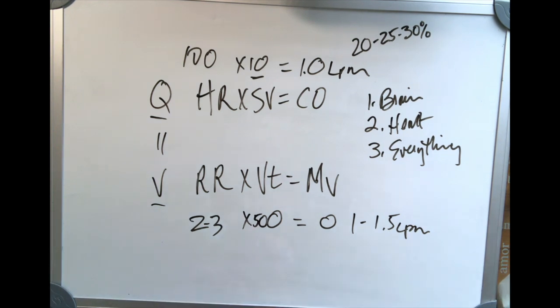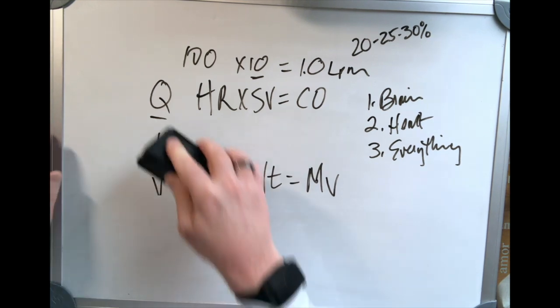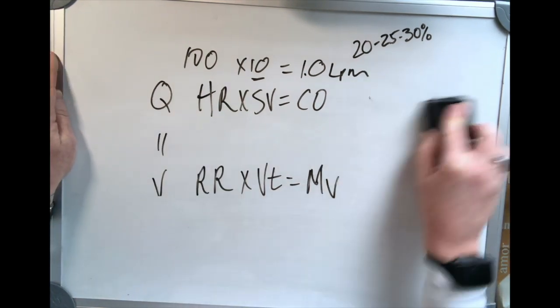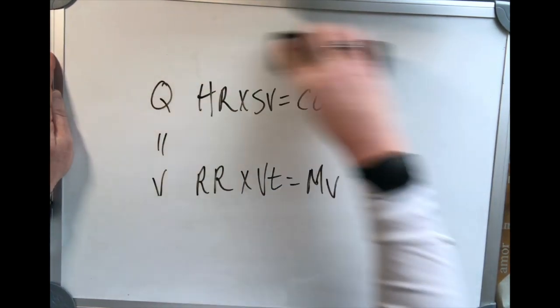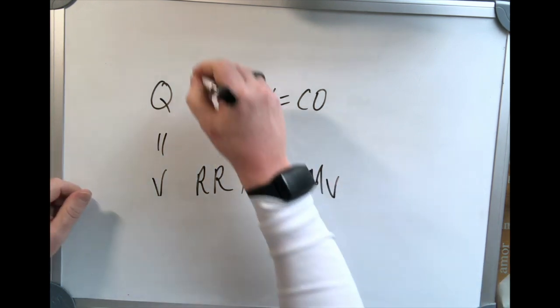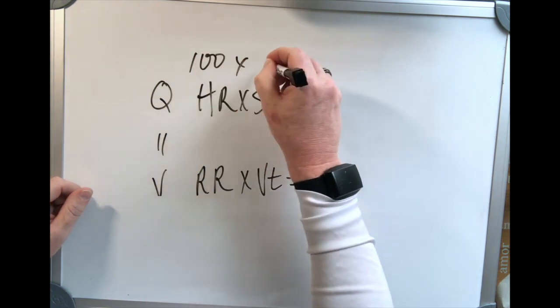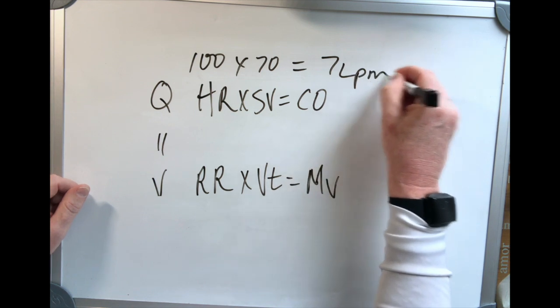Pediatric patients are a whole different ballgame. So anyways, let's go over a couple of different VQ mismatches that you may see. I just really want to reinforce this ventilation concept before we move any further. So if I have a patient that comes in with, let's say, a heart rate of 100 and a stroke volume of 70, that gives them roughly 7 liters per minute.